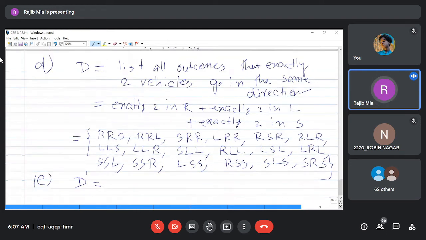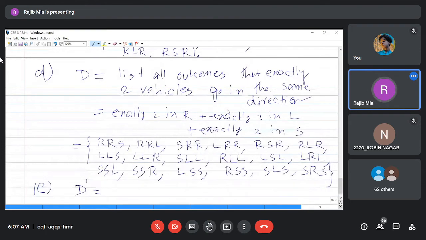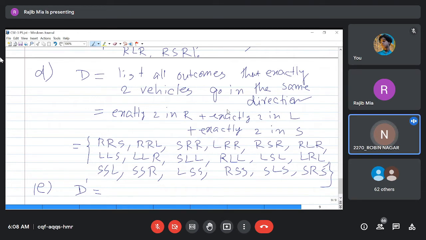If D is this, they list all outcomes in the event D that exactly two vehicles go in the same direction. So event D means exactly two vehicles go in the same direction. Then what will be the complementary event D complement? Can you write anyone? Sir, L. Okay, what will be the total number of outcomes in D complement? Sir, 9. Yes.